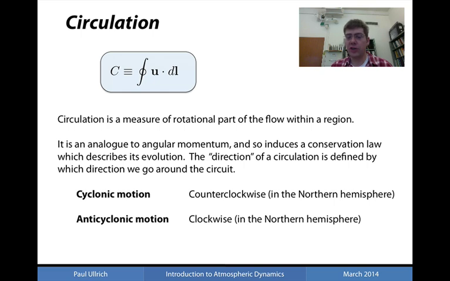The direction of the circulation is defined by the direction in which the flow goes around the circuit. So for cyclonic motion, we say that it goes around in a counterclockwise direction in the northern hemisphere, and for anticyclonic motion, we say that it goes around in a clockwise direction in the northern hemisphere. It'll become clear later why these definitions arise. In the southern hemisphere, the opposite definitions are true. That is, cyclonic motion is associated with clockwise rotation, whereas anticyclonic motion is associated with counterclockwise motion.